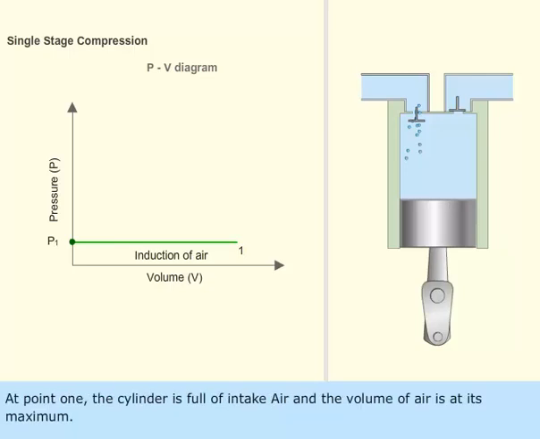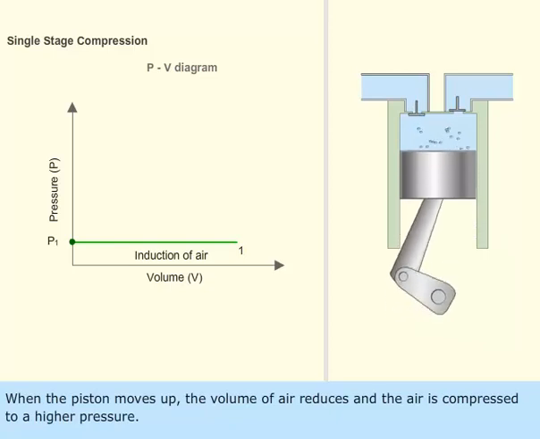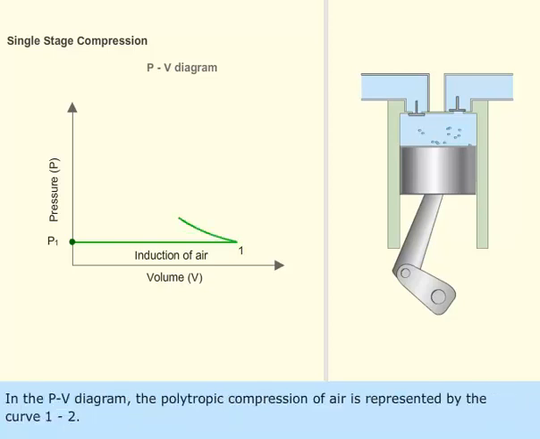At point 1, the cylinder is full of intake air and the volume of air is at its maximum. When the piston moves up, the volume of air reduces and the air is compressed to a higher pressure. In the PV diagram, the polytropic compression of air is represented by the curve 1, 2.